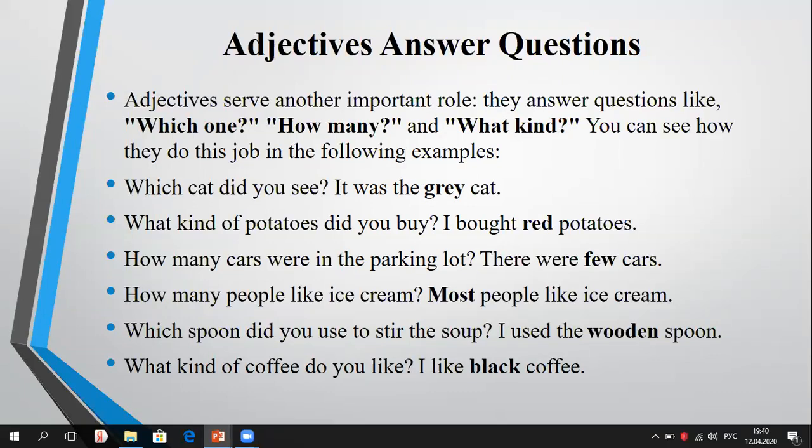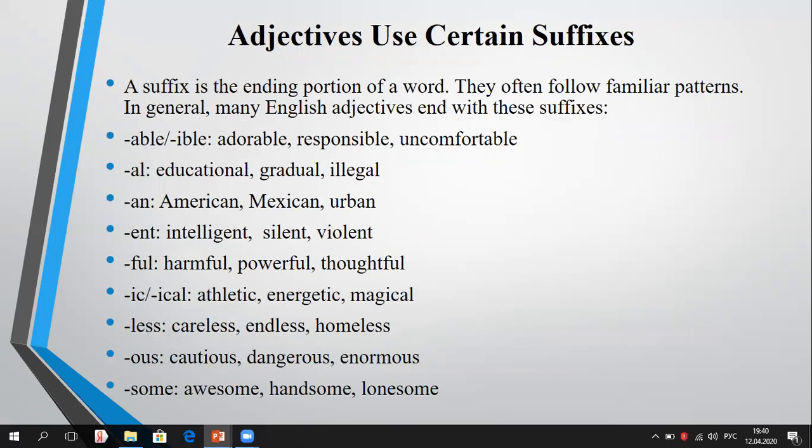The next function is adjectives use certain suffixes. In our previous lesson, we took suffixes and prefixes, and I think that you have understood the suffix at that lesson. A suffix is the ending portion of a word. They often follow familiar patterns. In general, many English adjectives end with these suffixes. These are the suffixes which, by adding them, an adjective is formed.